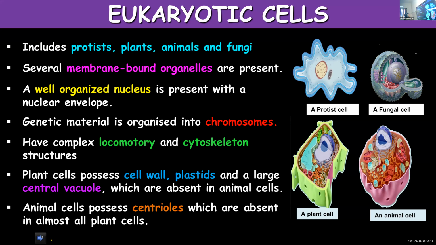And some differences between plant and animal cells they have mentioned. Plant cells have cell wall, plastids, and a large central vacuole, absent in animal cells, whereas animal cells have centrioles, absent in plant cells.